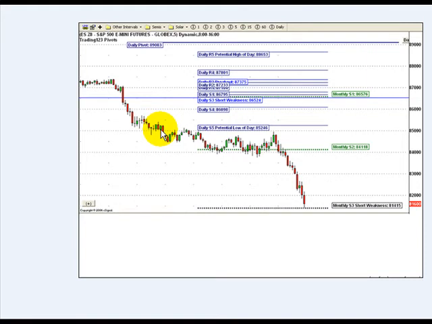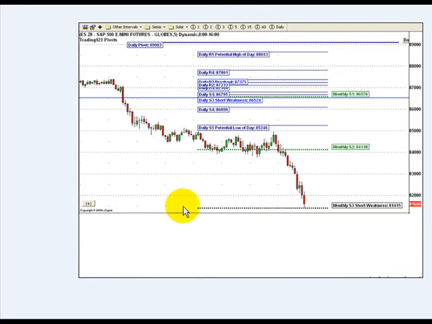So that would have been a 13-point gain. If you would have caught 5 or 6 points of that, you would have done good. If you got in right here when it breaks the S3 level, that's the key entry point, and then you ride it down to the next pivot, which was the S5.